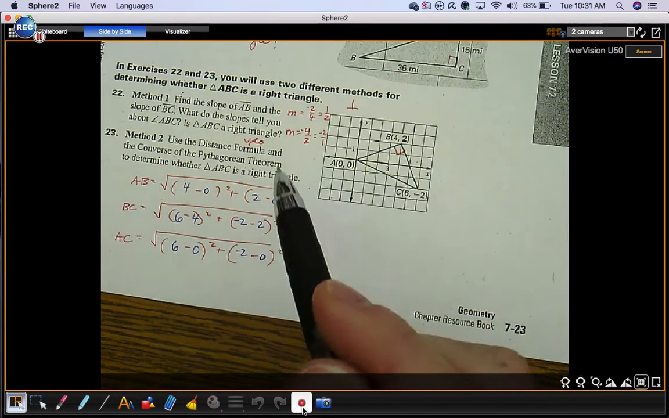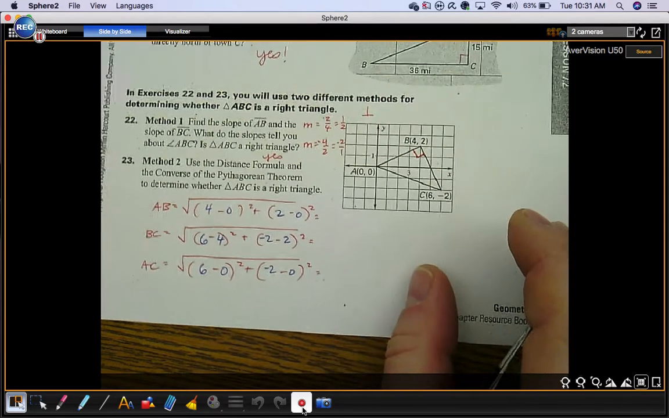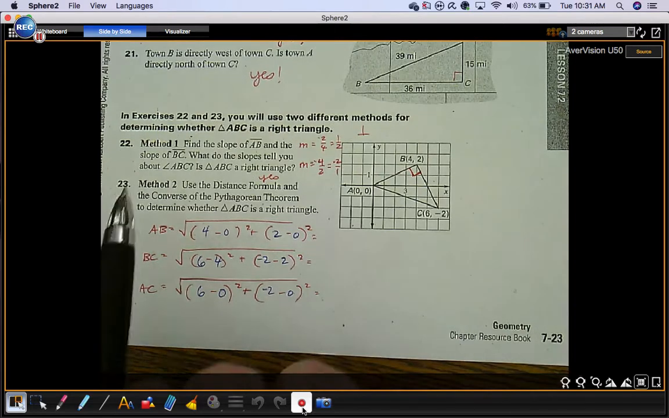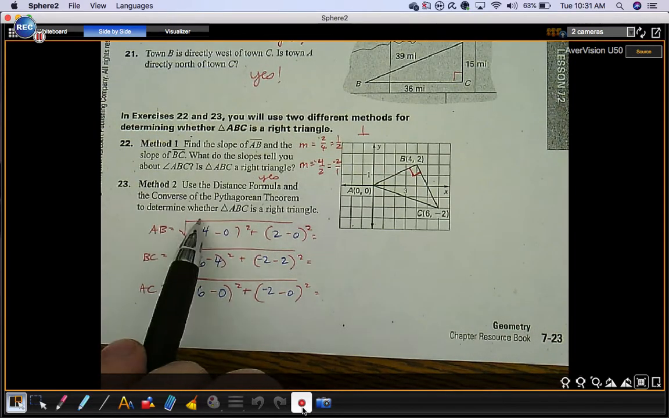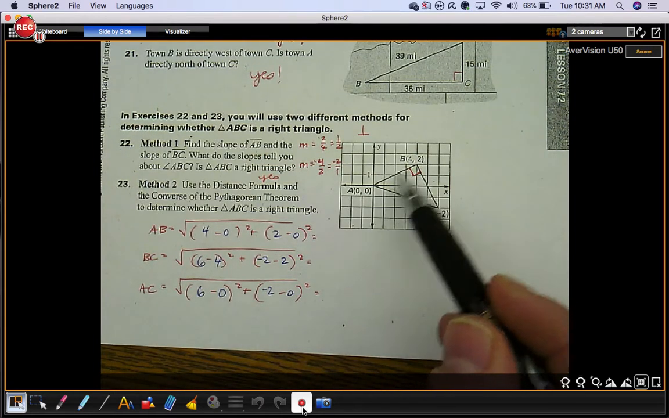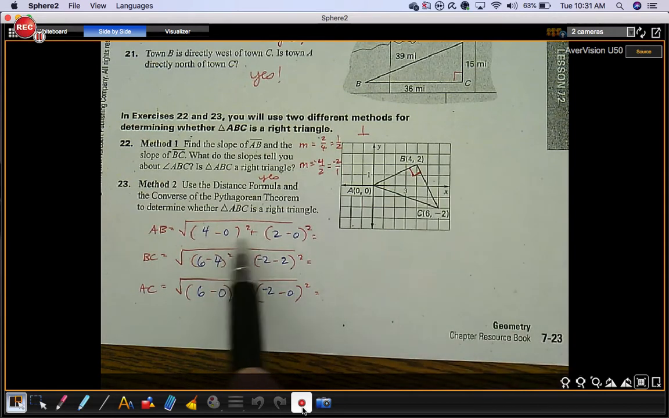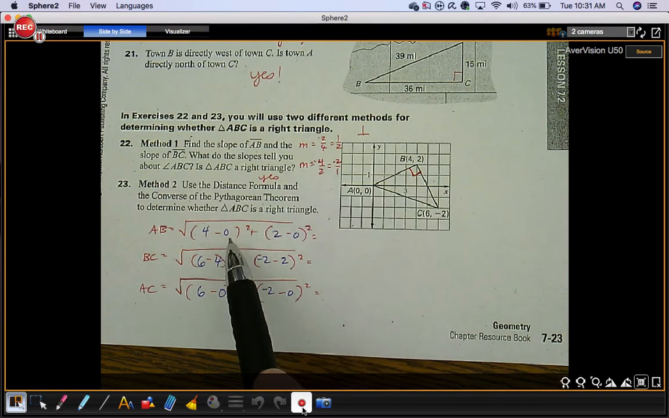Now here's the other way you could have done it. That was pretty easy, just counting using slope. But here's the other way that kind of uses the skills from this section. Use the distance formula and the converse of the Pythagorean theorem to determine whether triangle ABC is a right triangle. So in other words, how long is this? You can't count it. You need to use the distance formula. Subtract your x's, subtract your y's, square them, add them, take the square root.